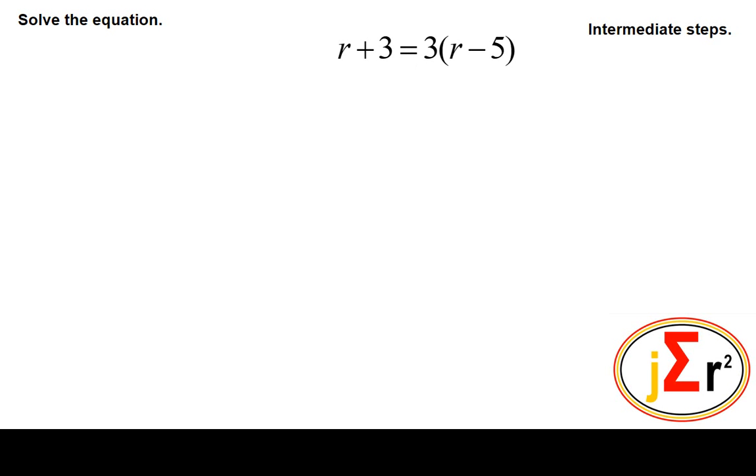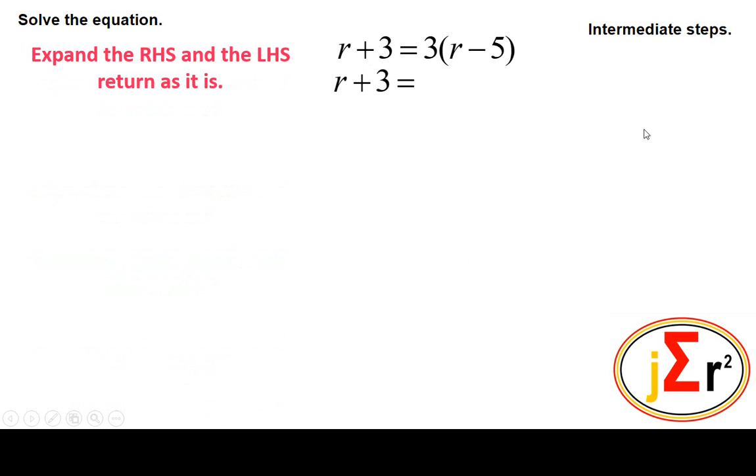Solve the equation that we have right there. And we have made provision for the intermediate steps on the right hand side. First, we will expand the right hand side. In the meantime, the left hand side will return as it is. 3 times r is 3r, and 3 times negative 5 is negative 15.